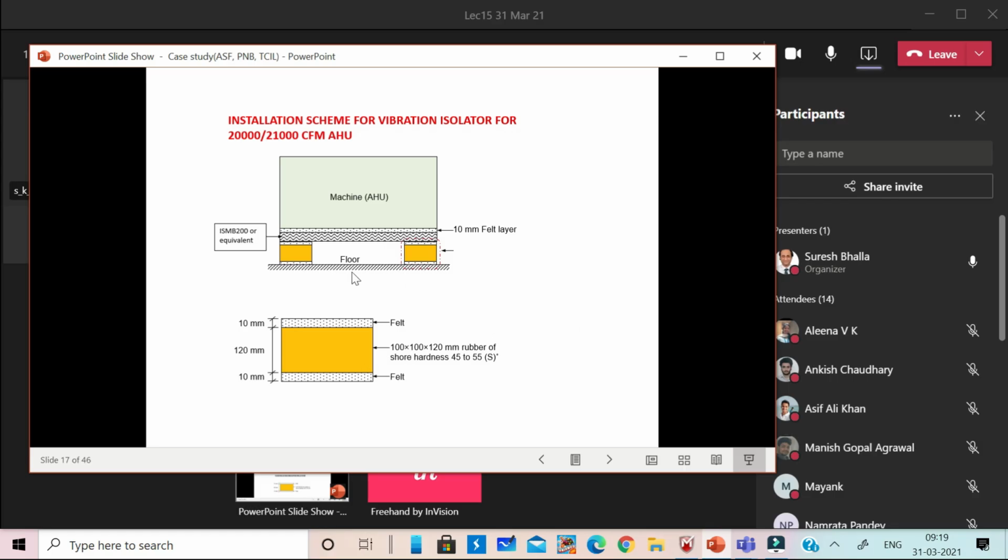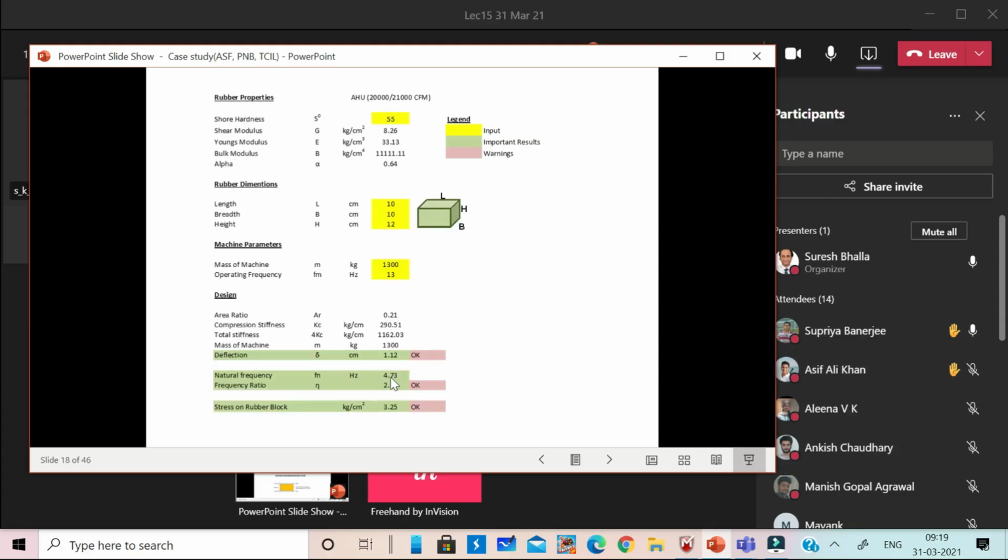We designed for different machines because their masses were different. So according to the mass, we tailored these paddings, I won't use the word tune, such that we are getting frequency ratios that are quite high, so that transmissibility is very low. So this is another case where we are getting a frequency ratio of 2.75.